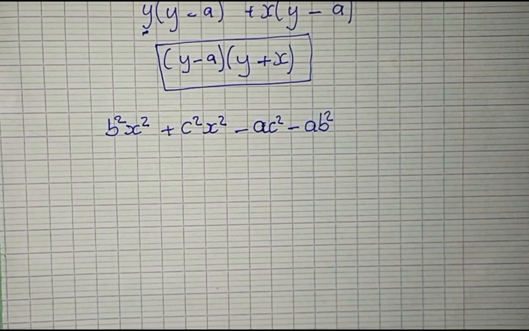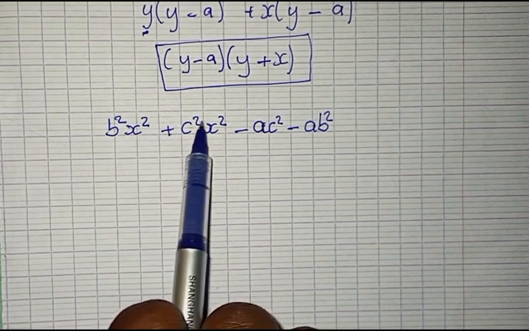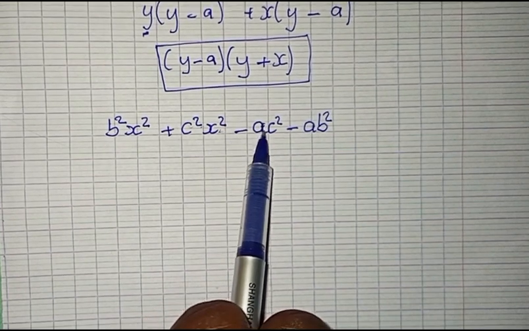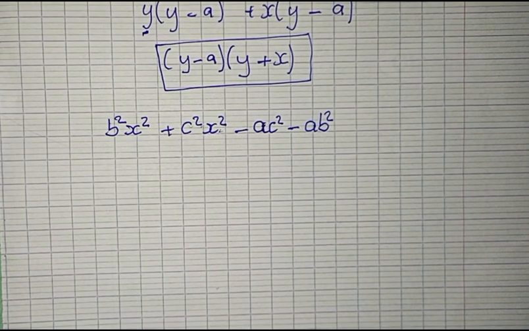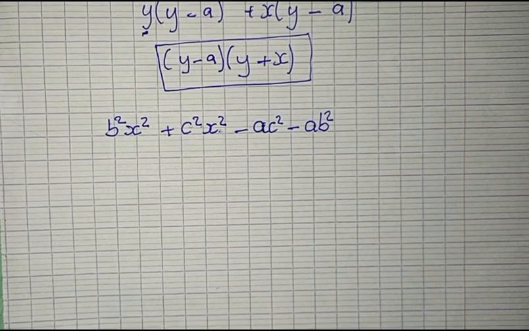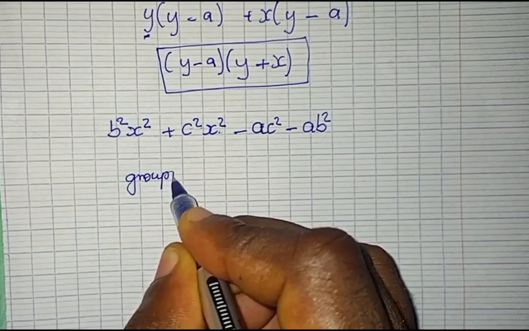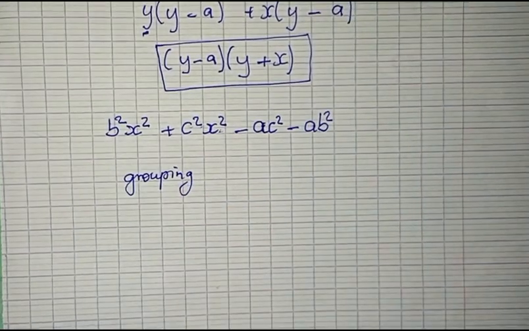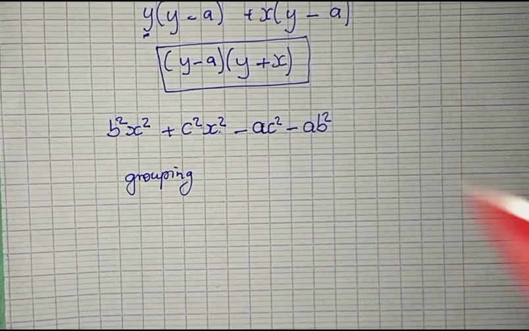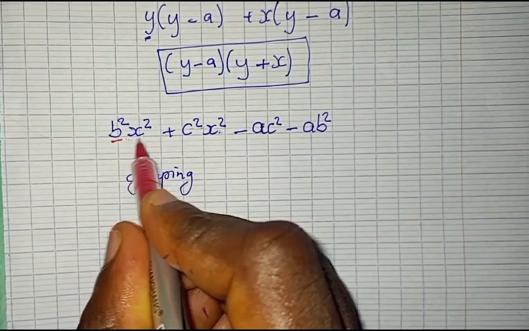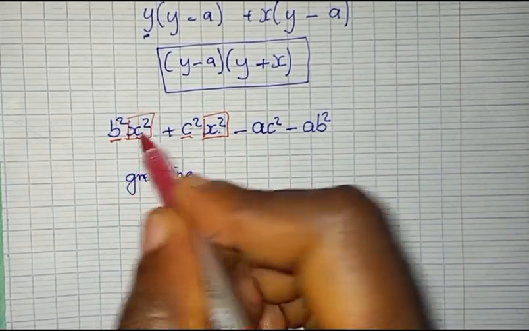Let's take another example. The example says: factorize b squared x squared plus c squared x squared minus ac squared minus ab squared. What is the first thing to do? The first thing to think of is grouping, looking for the common terms. We have b squared x squared and c squared x squared, so x squared and x squared are common.